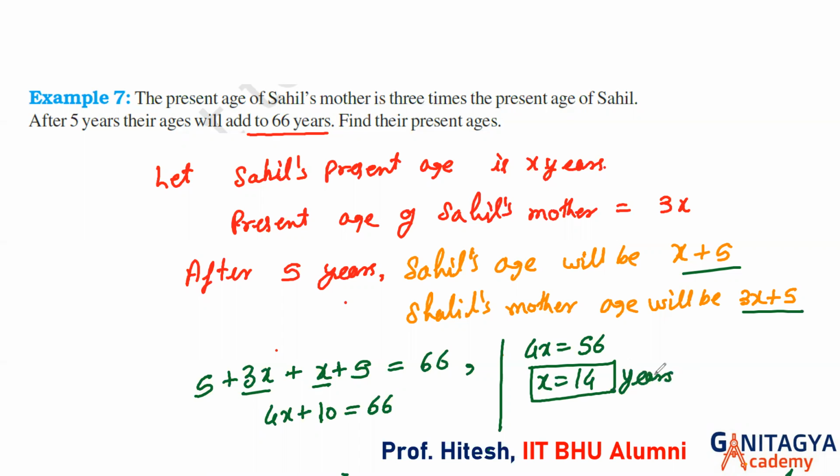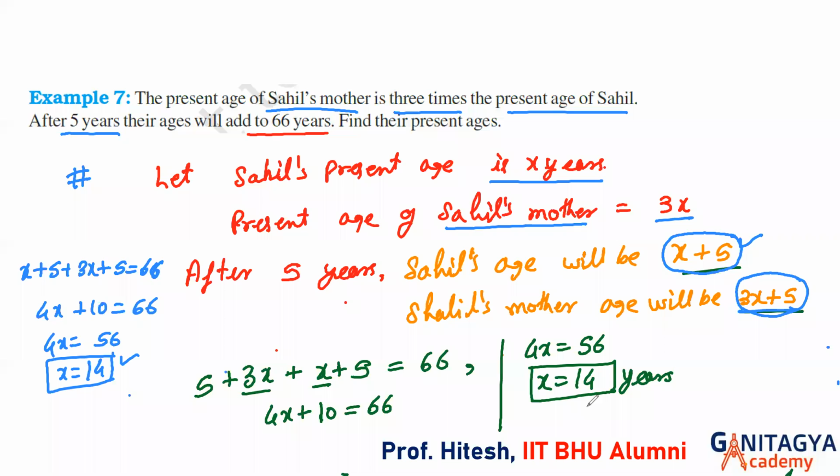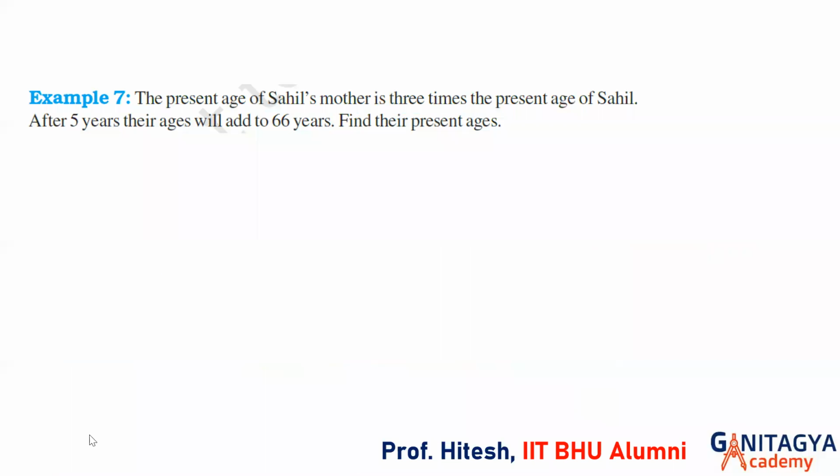Okay, so Sahil's mother's present age will be 42. And after 5 years, Sahil's age will be 19 years and her mother's age will be 47. Okay, please write it down. So let me clear this and then we will move to the next question.